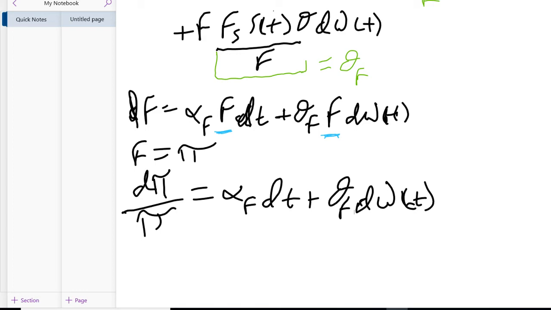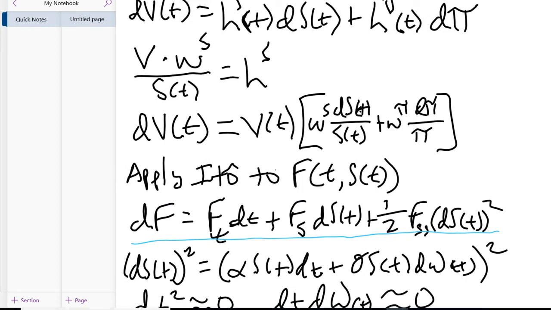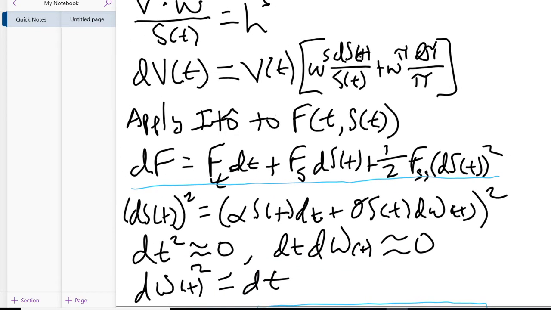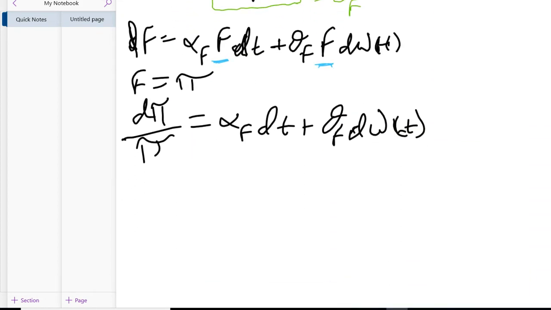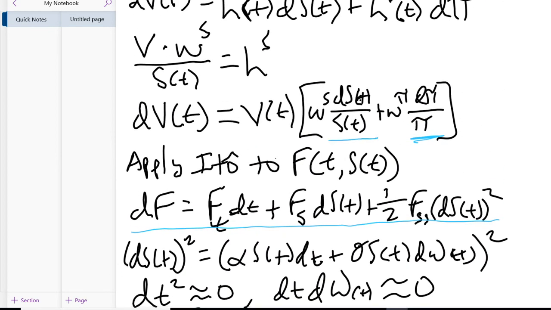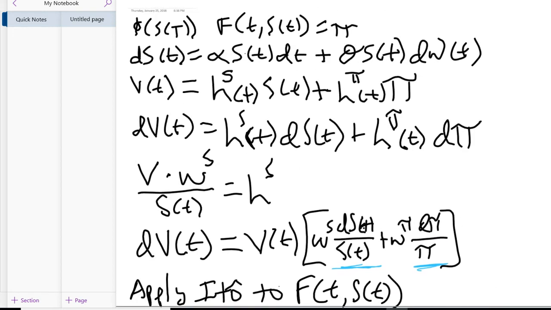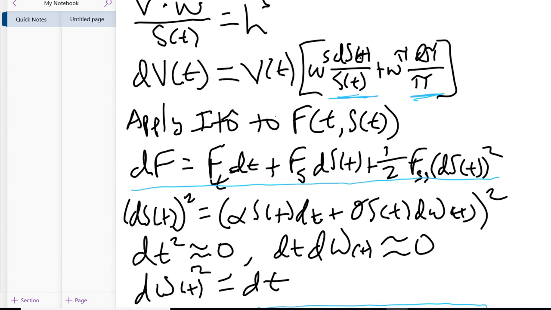Alright, well, why is that important? Well, if you remember, we'll go all the way back up to the value process. You see that right in here, we have this term d pi over pi. Well, hey, we just figured out what that is, right? It's right here. Furthermore, what else do we need in this value process? Well, we need dS_t over S_t. Well, obviously, we have that too. It's the geometric Brownian motion assumption for the underlying asset dynamics.